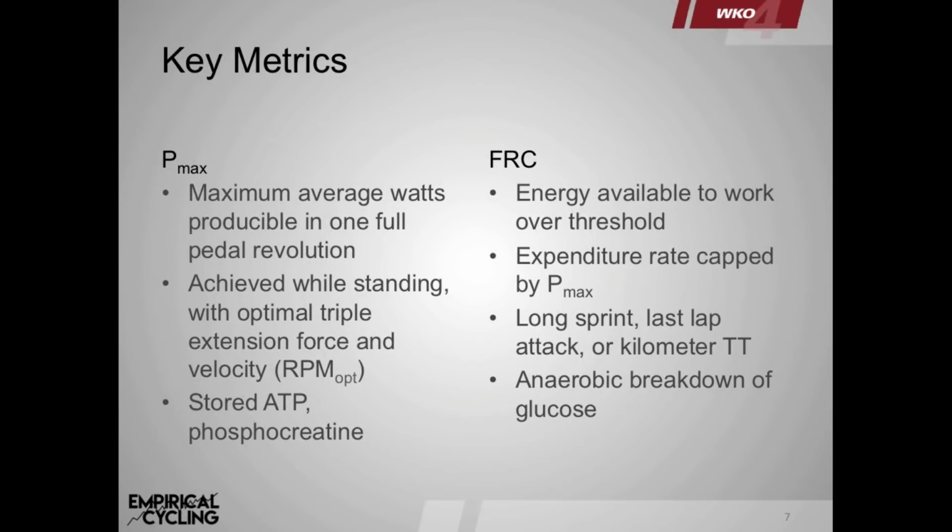The main fuel for sprints is stored ATP and phosphocreatine, and FRC, functional reserve capacity. This is the energy available to work over threshold. The expenditure rate is capped by Pmax. So if your FRC gets stuck at some point during training, you may need to increase your Pmax. High FRC riders have a long sprint, a good last lap attack, or a good kilometer time trial. And the main fuel for FRC is the anaerobic breakdown of glucose.